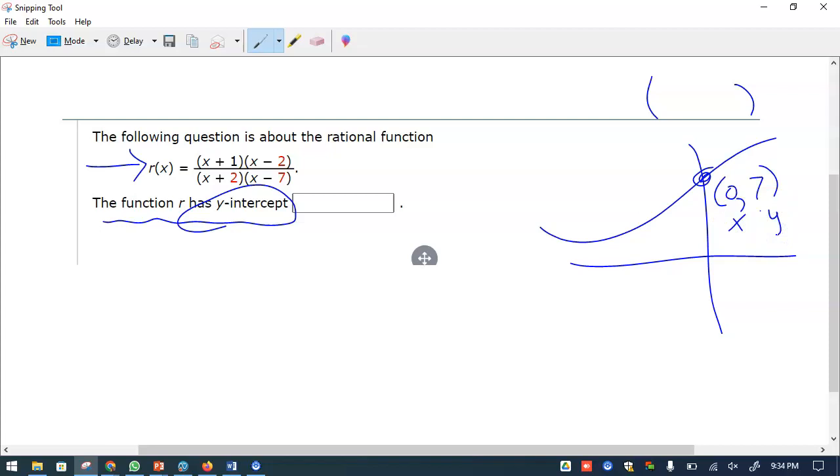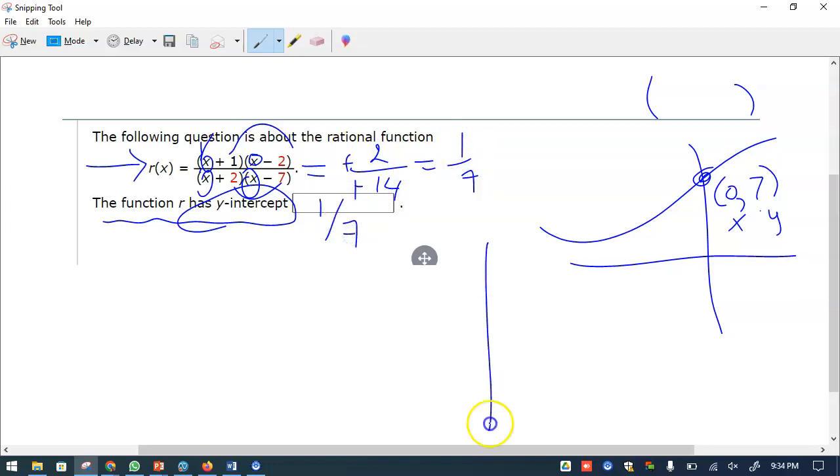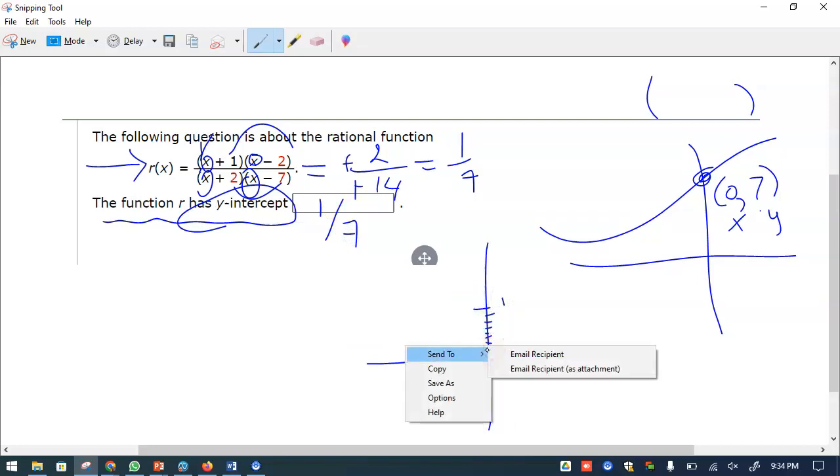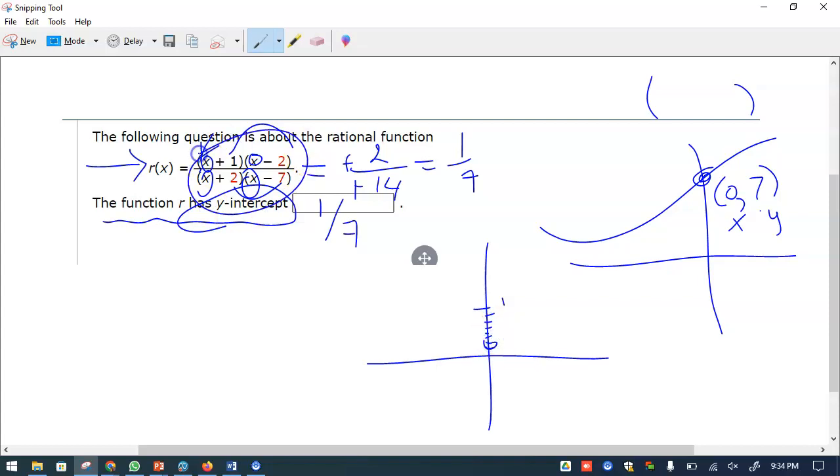So all you do for this type of problem is put x equals 0. So here x equals 0 in every place. You can see the top number will be 1 times minus 2 is minus 2, 2 times minus 7 is minus 14, and you can reduce it: negative over negative is positive, 1 over 7, and you're done. So that means the graph crosses here. If this is 1, you break it into 7 parts. That's where this whole rational function passes through.